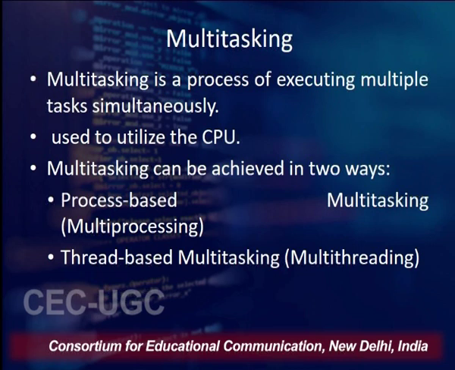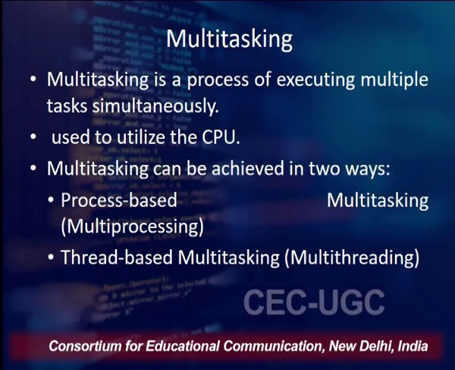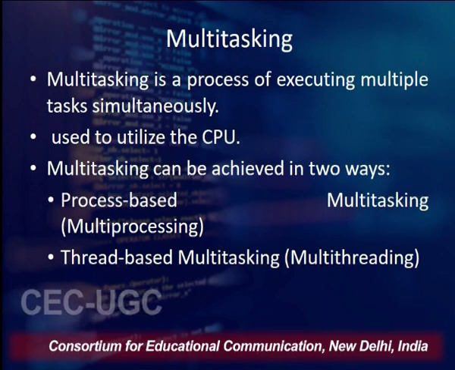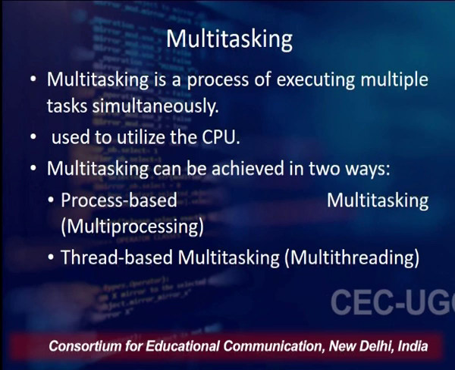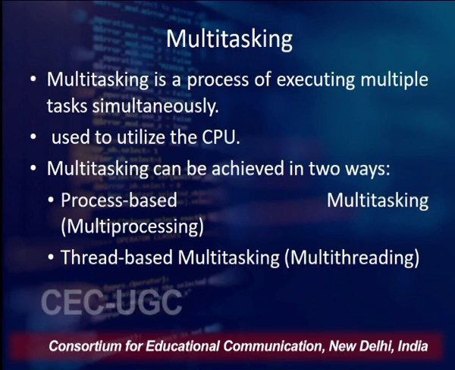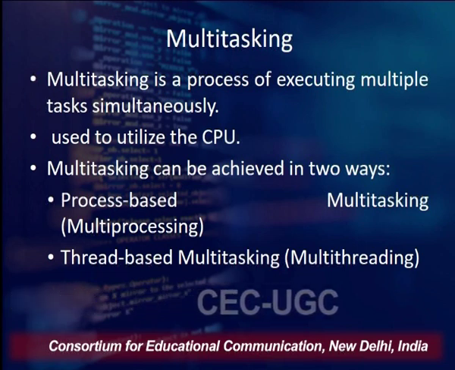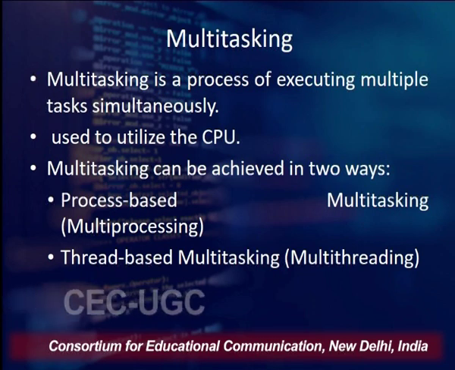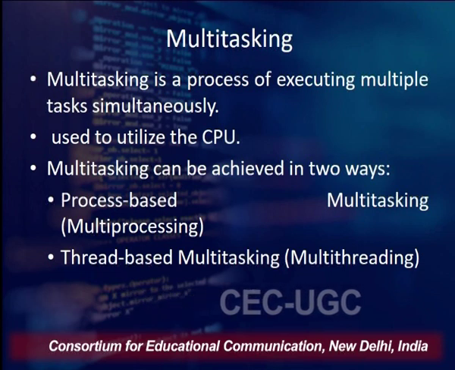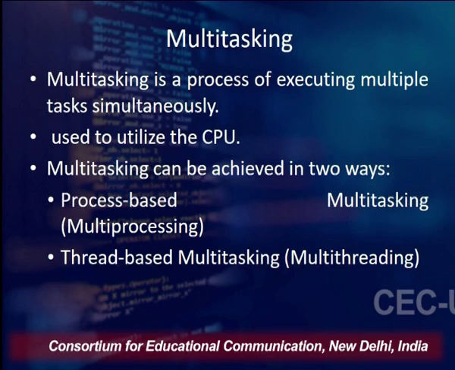The idea is very simple: we need to utilize the CPU up to its maximum efficiency. Multitasking can be achieved in two ways. Either it is process based multitasking, which is multiprocessing, and that is the fundamental topic of multitasking. Another way is thread based multitasking, which is known as multi-threading, and that is our today's topic.